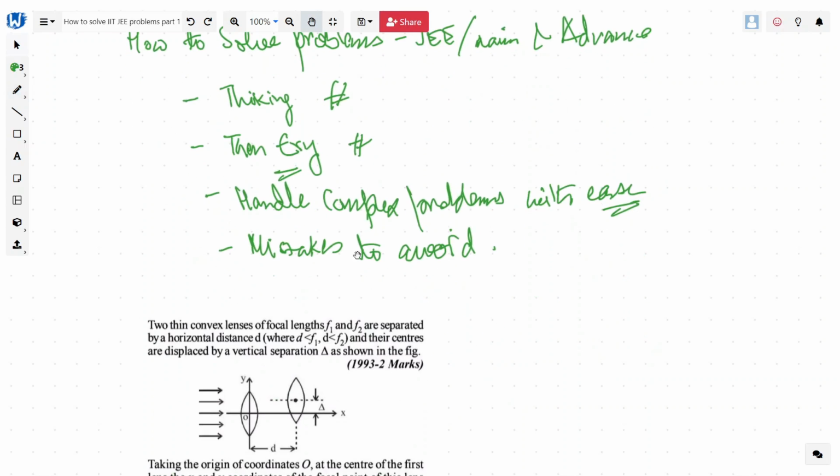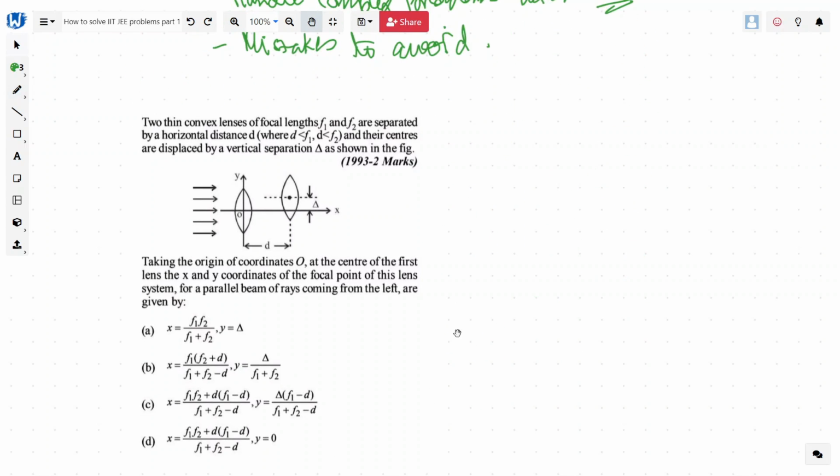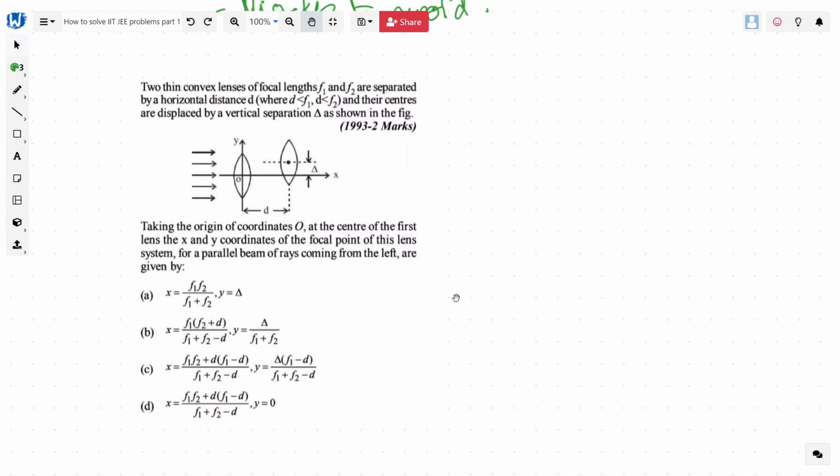So let's get started. This is JEE 1993. Two thin convex lenses of focal length f1 and f2 are separated by a horizontal distance d, where centers are displaced by a vertical separation delta as shown in the figure. Taking the origin of coordinates O at the center of the first lens, find the xy coordinates of the focal point of this lens system for a parallel beam of light.